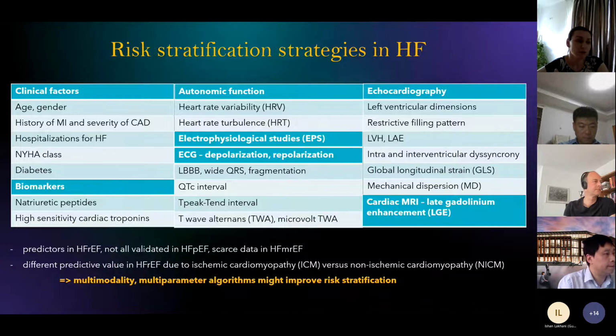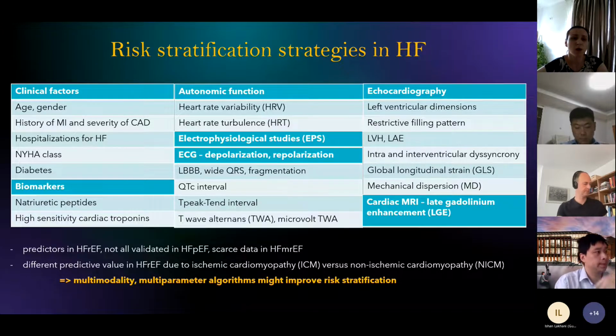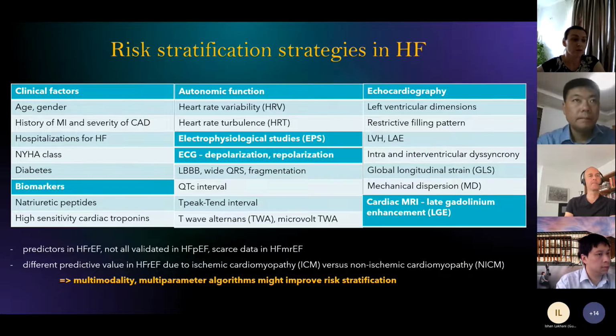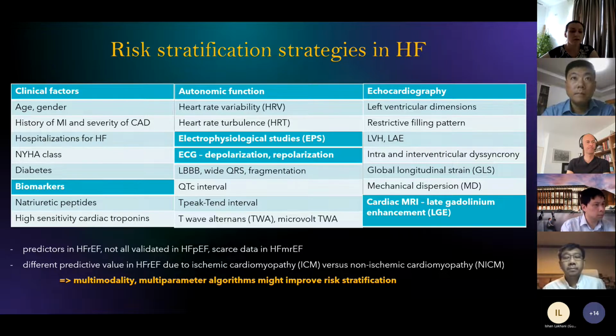In addition to the official guideline recommendations regarding the risk stratification strategies in heart failure, there's an increasing body of literature that describes other risk stratification tools, and we have multiple non-invasive and also invasive strategies tested throughout time, especially in heart failure with reduced ejection fraction patients, with many promising results. These are well-established risk factors for sudden cardiac death prediction in heart failure with reduced ejection fraction, but not all were validated in preserved ejection fraction cohorts.